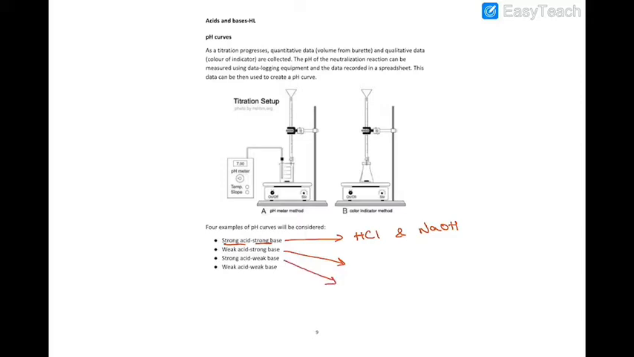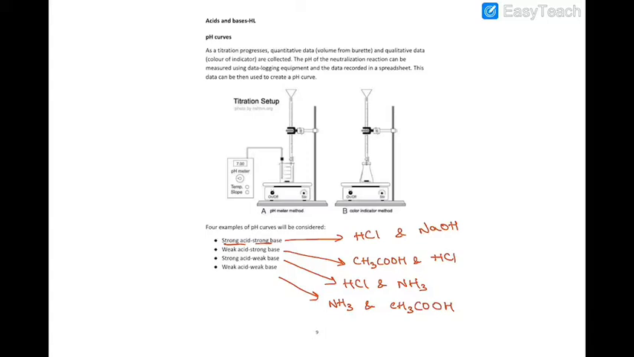You could also have a strong acid, weak base, so a strong acid, for example, HCl, and a weak base like aqueous ammonia. Or you could have a weak acid, weak base titration. You could have ammonia and ethanoic acid. So these are just examples, and we'll see how the pH values change during the titration.